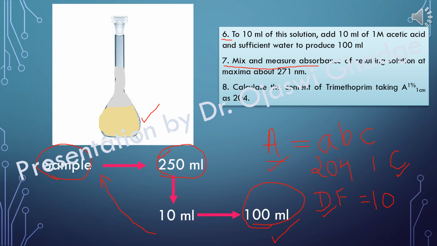So you just have to cross multiply and get the content of trimethoprim in the 250 ml of the solution. Whatever is present in 250 ml, that trimethoprim was present in the sample which we have weighed. From this amount of trimethoprim, we can easily find out the amount of trimethoprim which was present in the average weight of co-trimoxazole tablets.